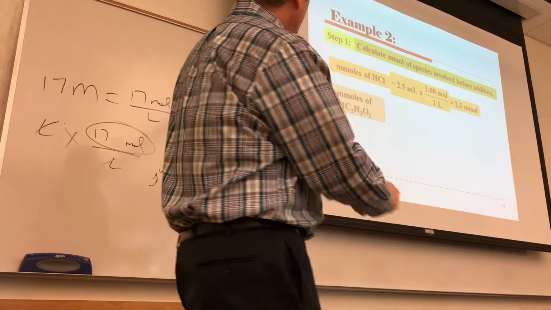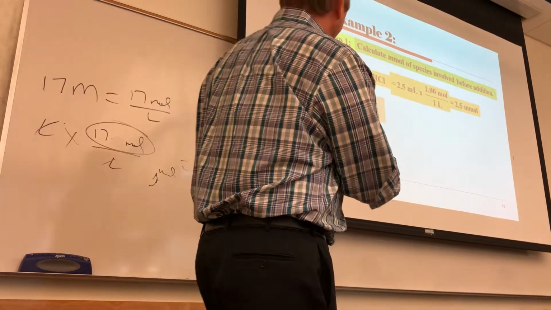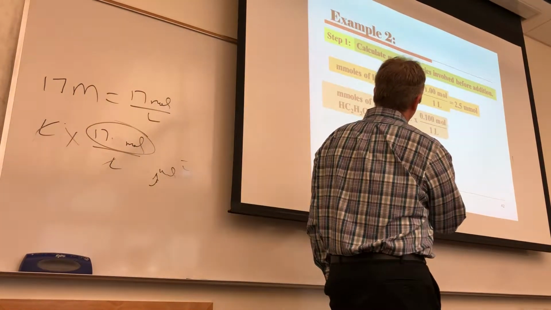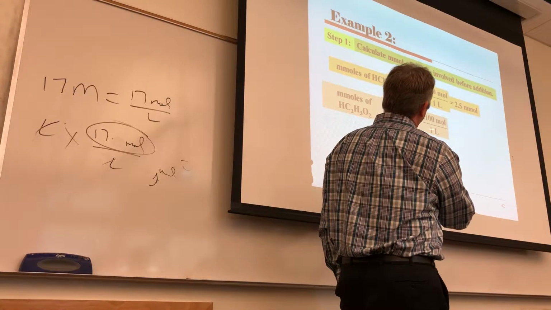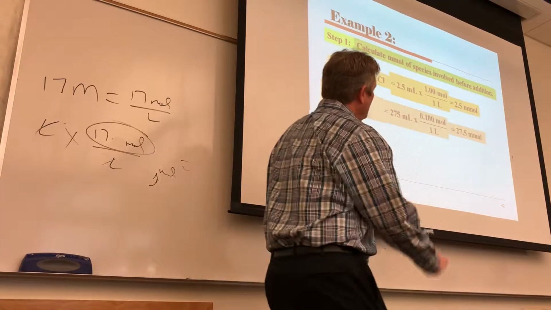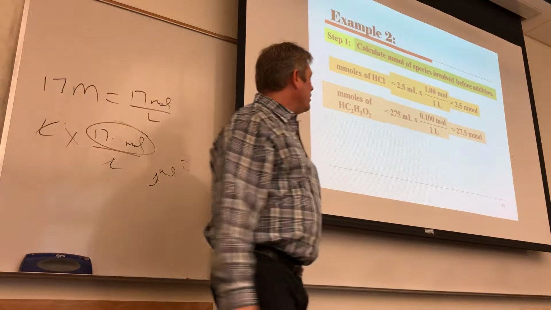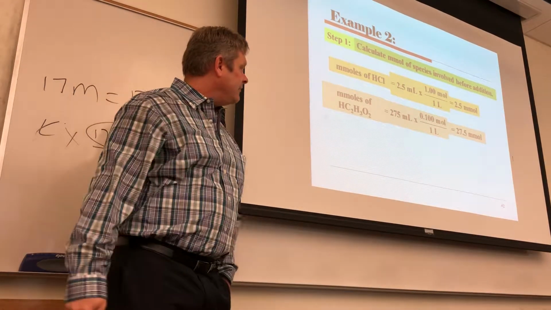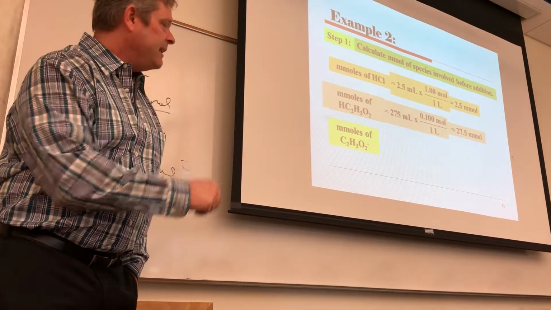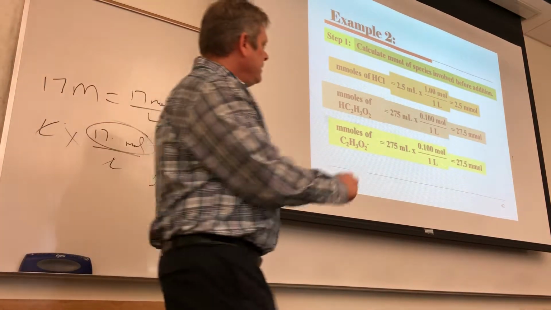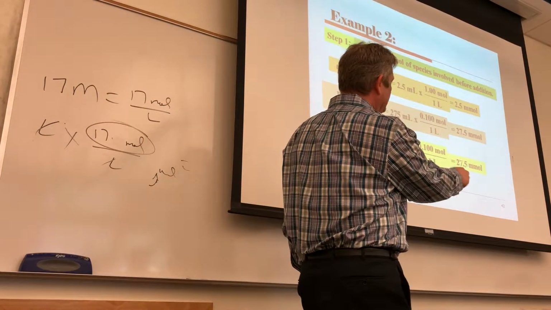Okay, so here are my millimoles of my weak acid, acetic acid. I'm starting with 275 mils of a 0.1 molar solution, which gives me 27.5 millimole. That's how much of the weak acid I have, okay? And the conjugate base of the weak acid is the same thing because I put this all in together.